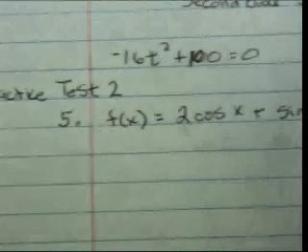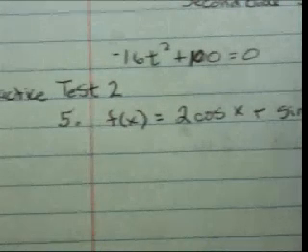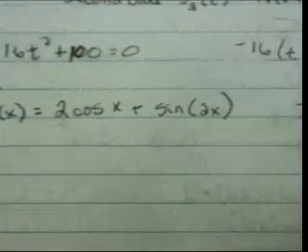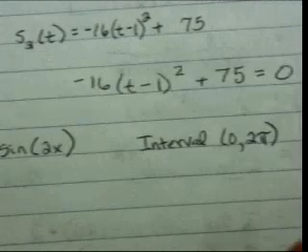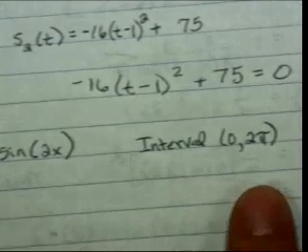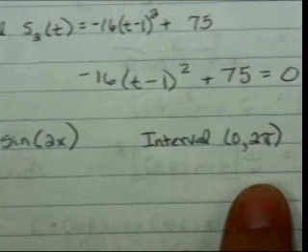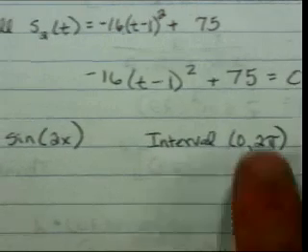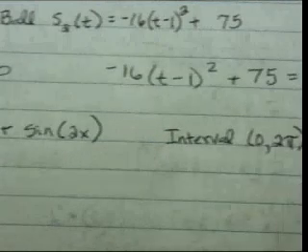And notice, this is probably a typo on my part, but I have parentheses on both the 0 and the 2 pi, which means not including 0 and 2 pi. If one of your answers turns out to be 0, don't list it. It's not on this interval. All right? If it had a bracket, then I could use it, but not a parenthesis.